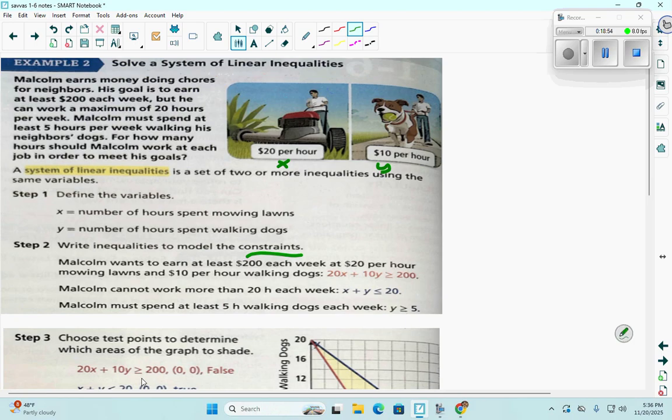So $20 per hour. So one hour you get $20, right? 2 you get 40. And then the dog one was per hour. But we're not using x. We're using y because we're talking about the second situation. They mean the same thing.